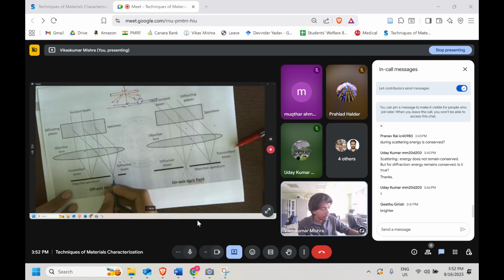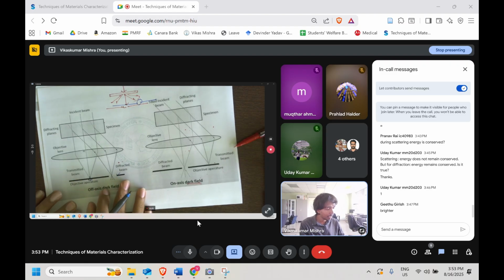So see, instead of keeping the aperture here, we kept our aperture here. We just moved the objective aperture. Now we are seeing the diffracted beam, or you can say the scattered. Now you are going to image with that. So this is one way you can do it: you can move the aperture and block the other things.